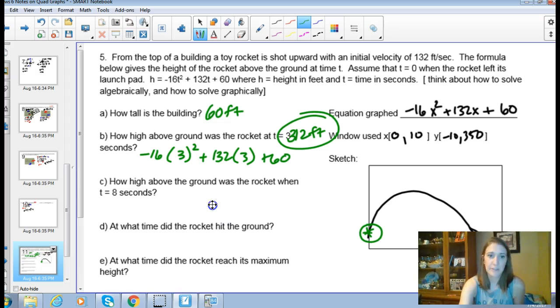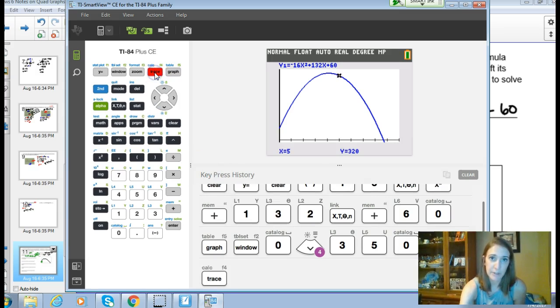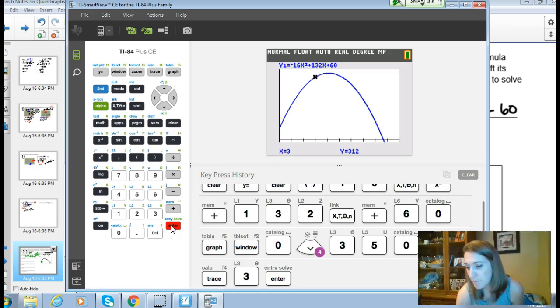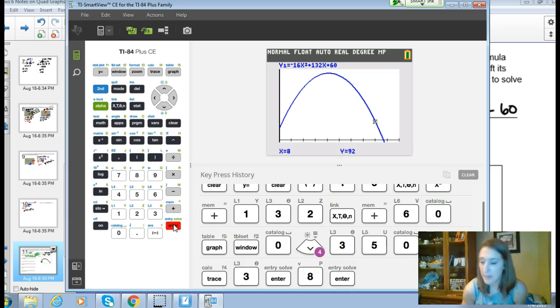And then remember, your calculator is pretty handy for finding these things as well, right? If you just hit trace, that pulls up the cursor, and then you can type in 3 and hit enter, and it'll pop out the 312. So it'll give you any significant point there. 8 seconds in, let's use this little trick. Let's just type in 8. Boop. 92.